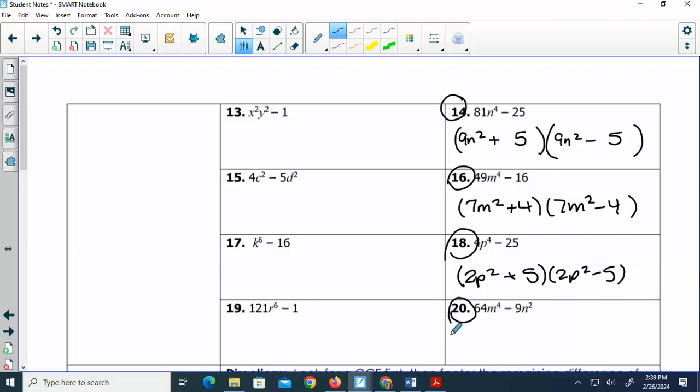Alright, 64n to the 4th minus 9n squared. 8n squared plus 3. Okay, and 8n squared minus 3. Last question of the day. A number 15.